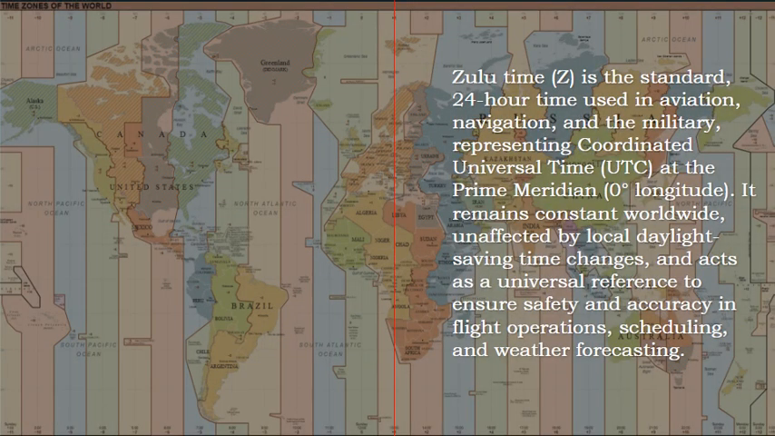Another important thing to know about the aeronautics industry is that reported time is typically using the time from the Zulu time zone. The Zulu time, represented as Z, is the standard 24-hour time used in aviation, navigation, and the military, representing Coordinated Universal Time at the prime meridian, which is 0 degrees longitude. It remains constant worldwide, unaffected by local daylight saving time changes, and acts as a universal reference to ensure safety and accuracy in flight operations, scheduling, and weather forecasting.